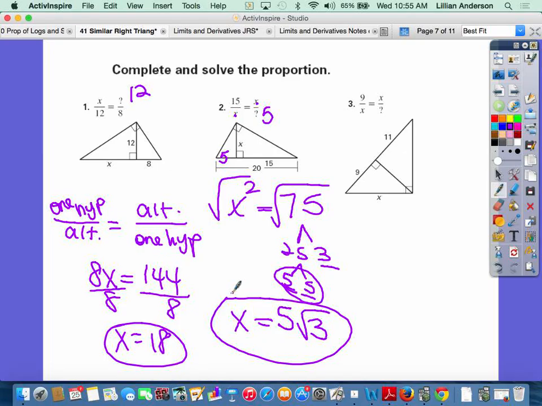Yes, question. Will there be a time when they give you one leg and then you have to do the back... Possibly. But there could also be a time when they give you a leg and then you can use the other theorem to help you find that leg. Now for number 3, could I use this formula? No. Why not? Because x isn't on the altitude. That's for the next set of theorems, okay?